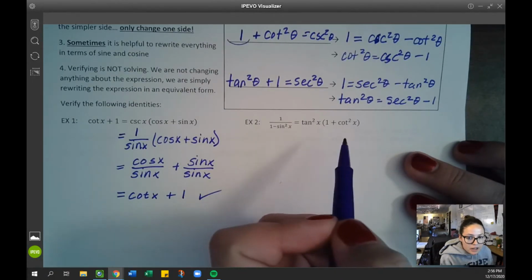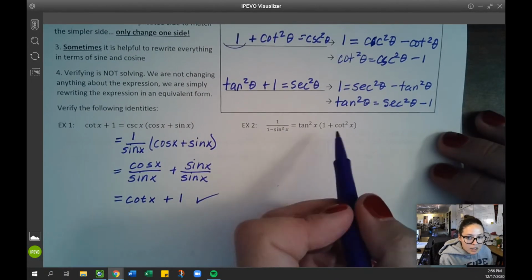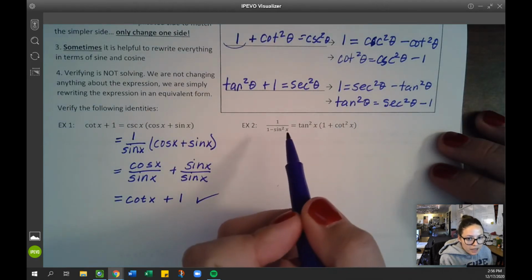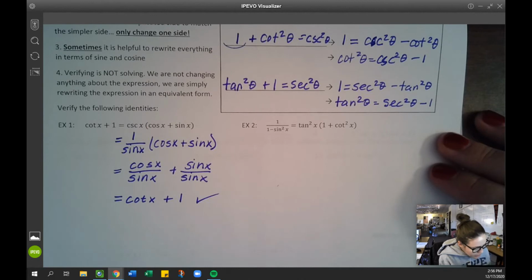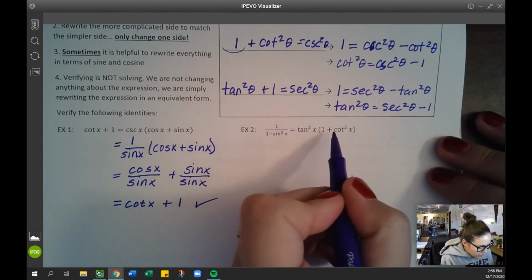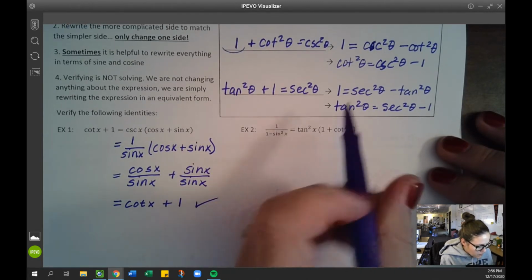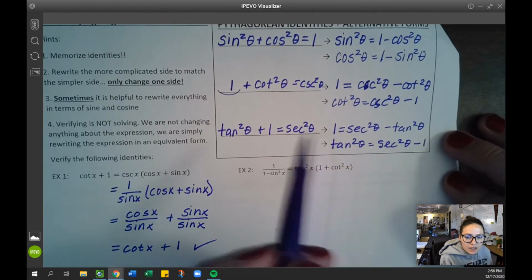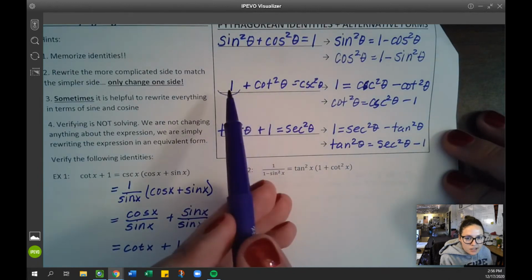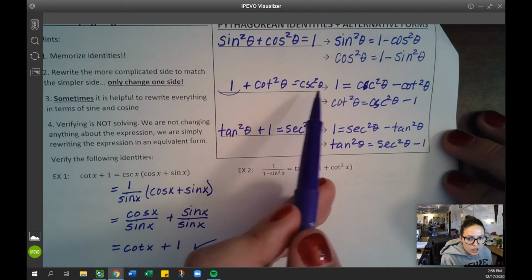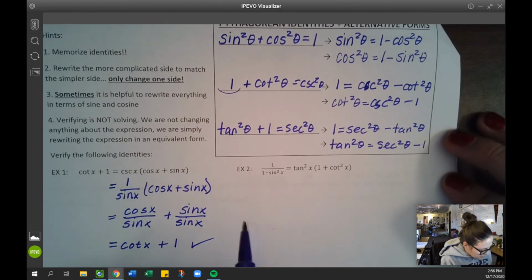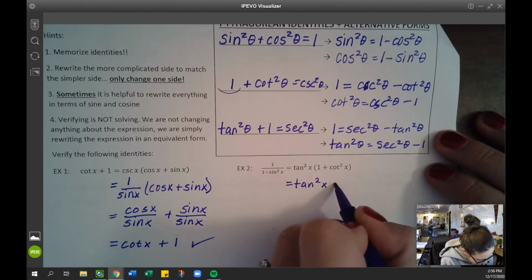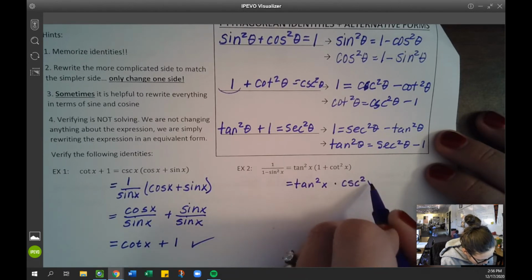I see lots of squared stuff with 1s. I'm going to rearrange the right side again to try to match the left side. So I see this 1 plus cotangent squared. I'm going to look up here to see if 1 plus cotangent squared is something. And boom, it definitely is. 1 plus cotangent squared is just cosecant squared. So I have tangent squared times cosecant squared.